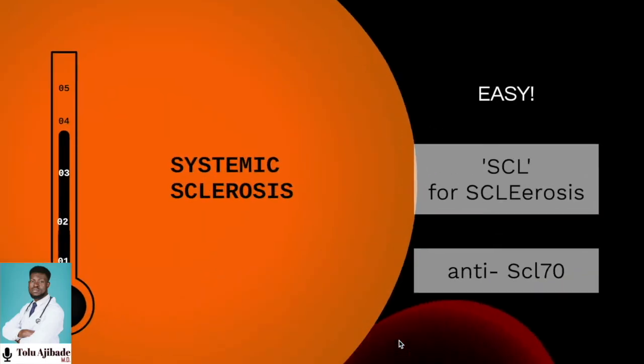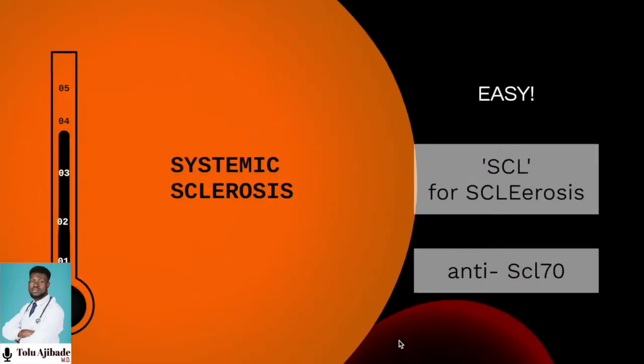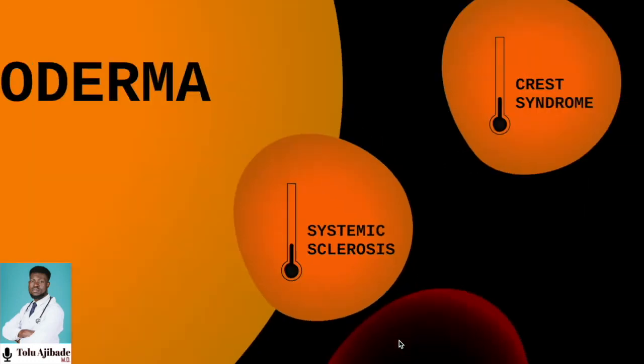Systemic sclerosis. This is easy. What are the first three letters in sclerosis? SCL. So you have anti-SCL70 as the antibody for systemic sclerosis. Moving on.